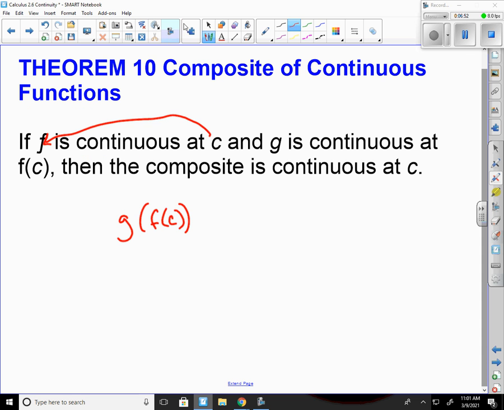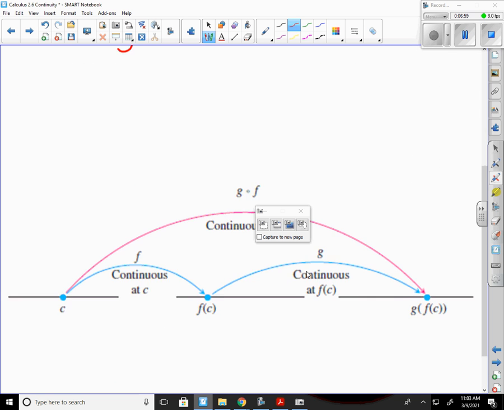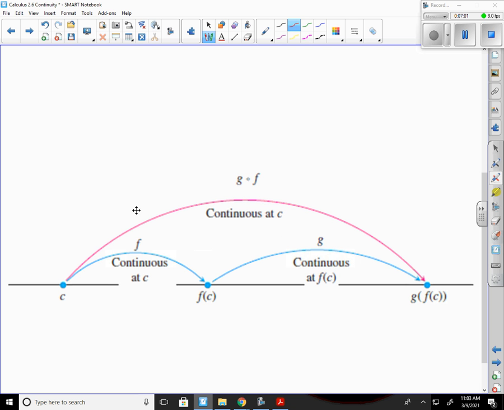With composite functions, there can be a little graphic that's helpful for us just to look at. And so if I look at this graphic here, if I have f continuous at c and g is continuous at that point, then their composite g of f is continuous at c. It's like taking two little leaps here, and that's equal to the same jump from the beginning to the end.